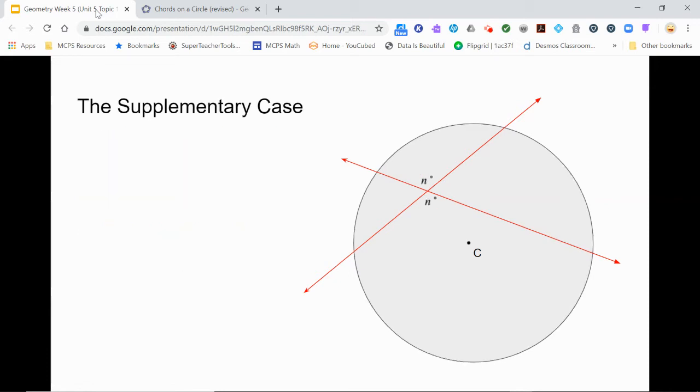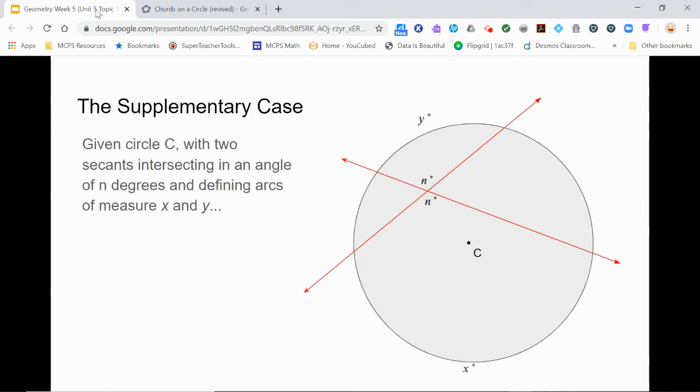The same relationship holds true if you consider n to be the measure of the other pair of vertical angles, and x and y to be the measures of the arcs intercepted by those angles. It is still true that 2n is equal to x plus y, and that n equals x plus y divided by 2.